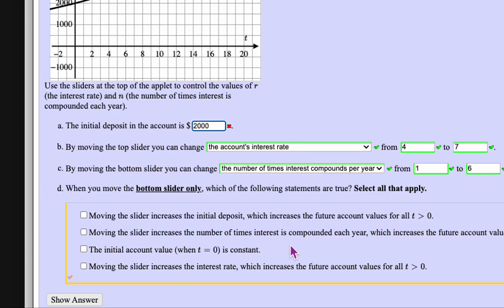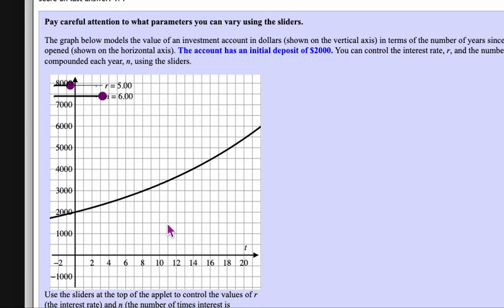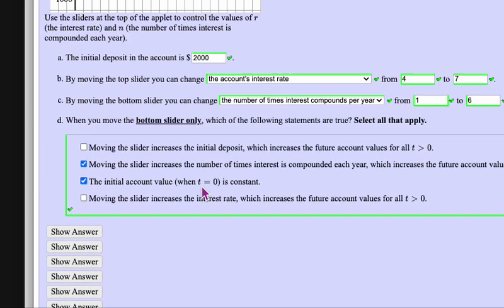Moving the slider increases the number of times interest is compounded each year. Yes. The initial account value is constant. Yes. Moving the slider increases the interest rate. No, it does not. So let's submit that and see if that one works. So that's perfect.